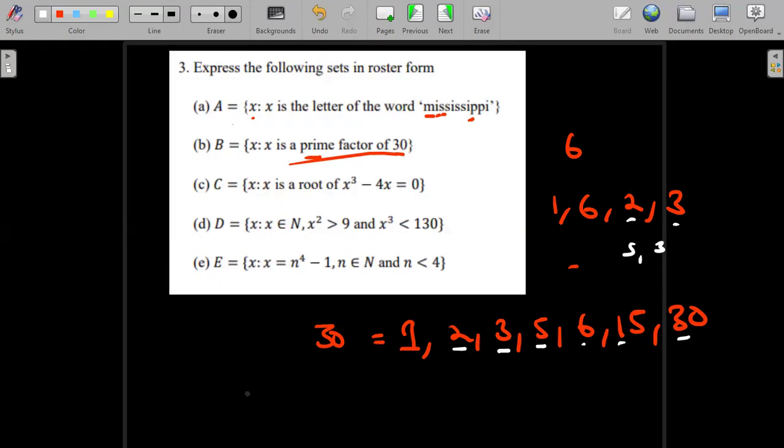So meaning the only prime numbers I'm going to have there, so the prime factors of 30, as listed there, are just going to be 2, 3, and 5. I don't know if that was clear.